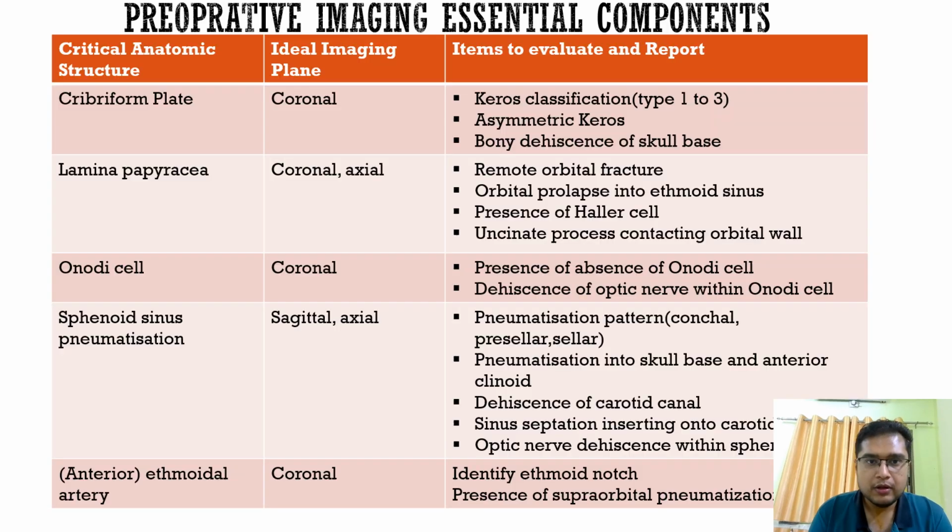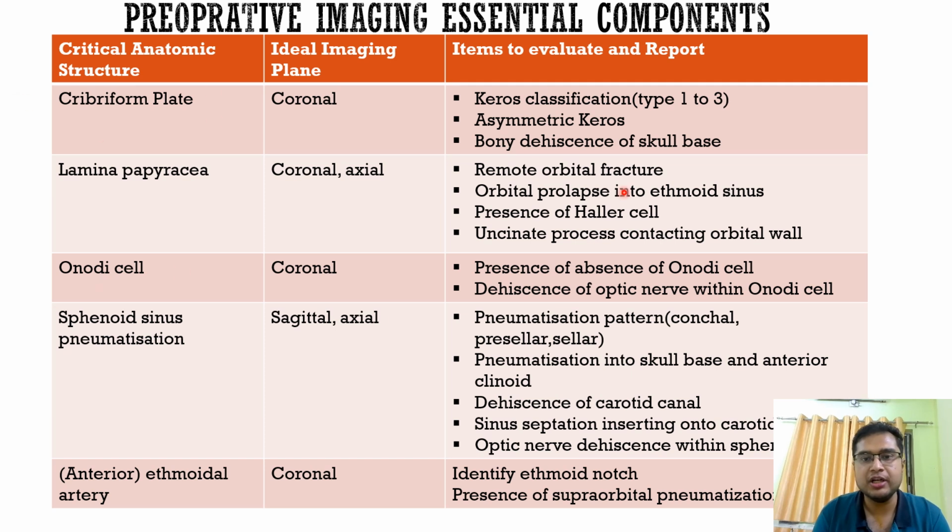mucosa. So the essential components of preoperative imaging can be remembered with a simple mnemonic, CLOSE, that is cribriform plate, lamina papyracea, Onodi cell, sphenoid sinus pneumatization, and anterior ethmoidal artery, which are assessed in these particular planes. The cribriform plate, we typically give Keros classification type 1 to 3, type 3 being the one with the highest incidence of CSF leak. Asymmetric Keros has to be mentioned. Any bony dehiscence in the skull base has to be mentioned while looking at the cribriform plate.